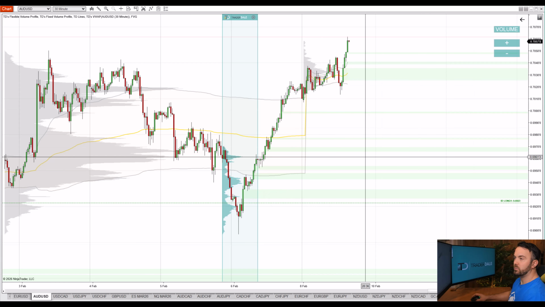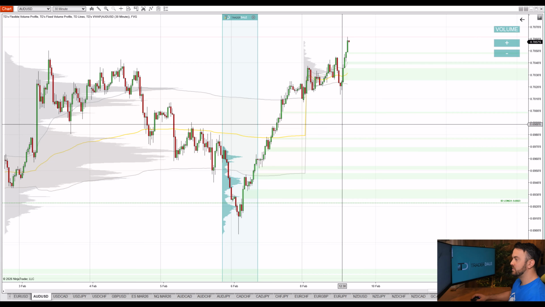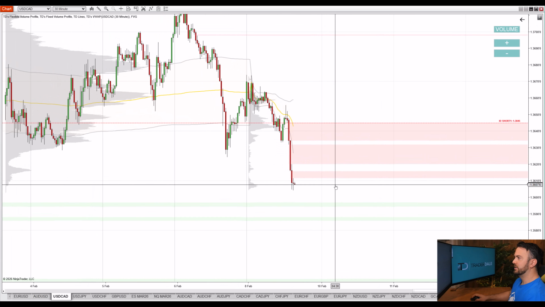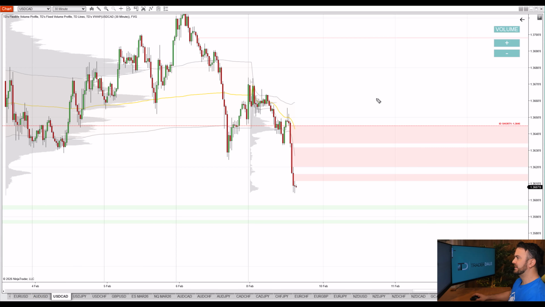All right, so that's the plan for the Australian dollar US dollar, and let's now check out the next chart, which is the US dollar Canadian dollar. So in here, since this place, there has been a rather strong sell-off on the US dollar Canadian dollar. By the way, you're looking at a 30-minute chart here.